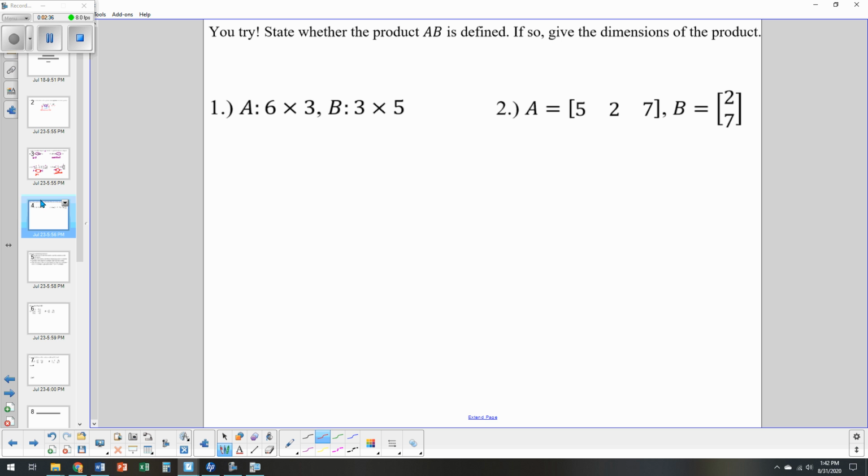So you go ahead and try these. You can pause it, and I'm going to show the answers. All right, for number 1, it was a 6 by 5 product. For number 2, since it was 1 by 3 and 2 by 1, it didn't match, so that was undefined.